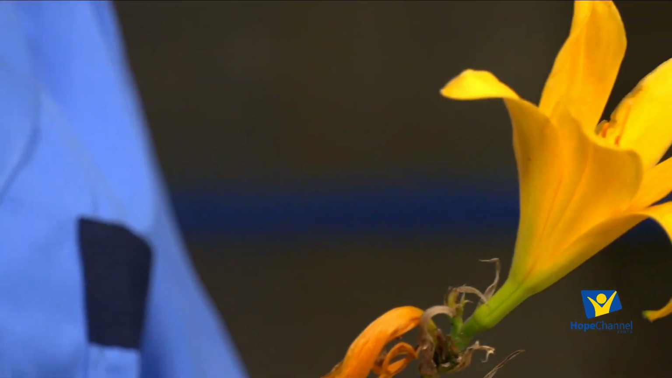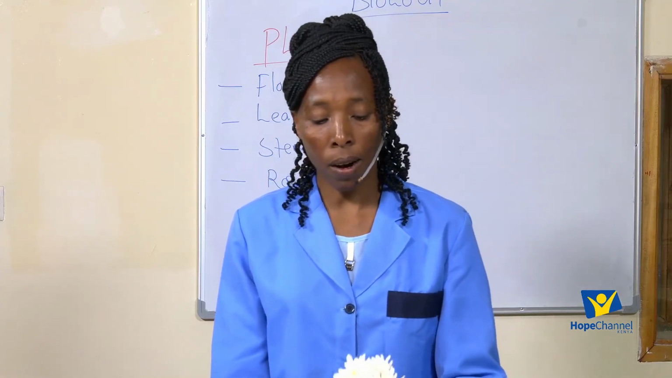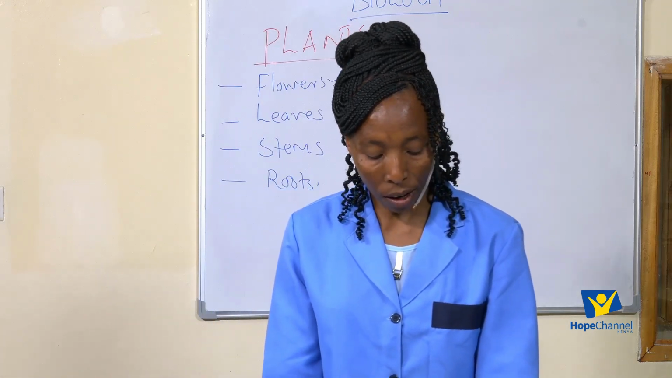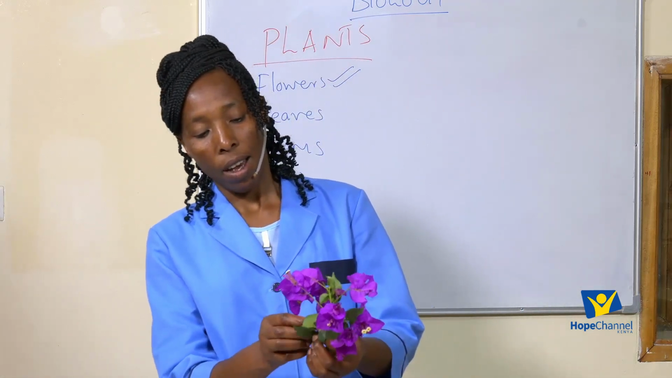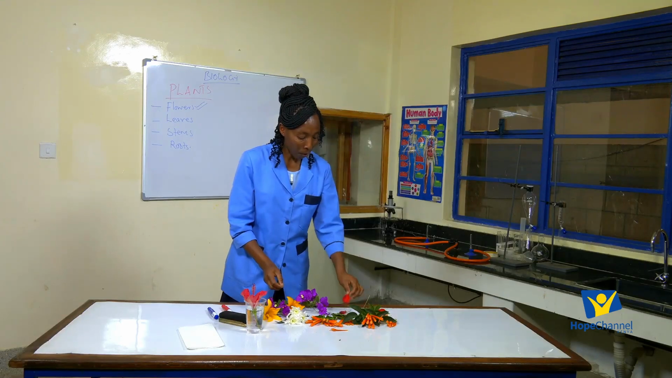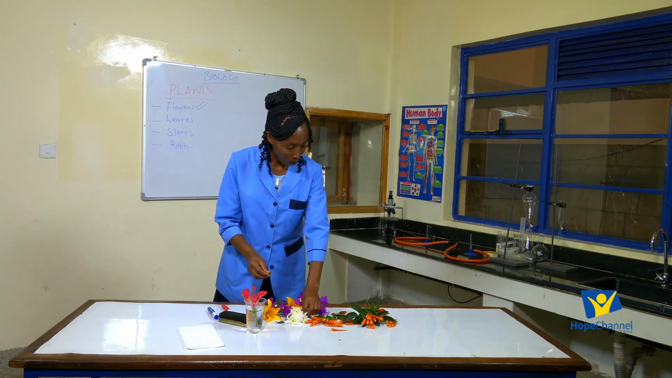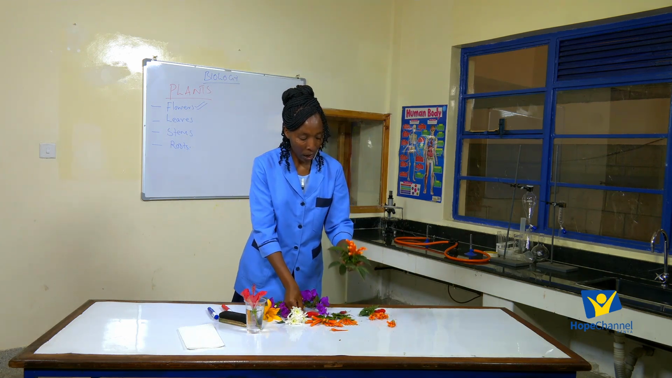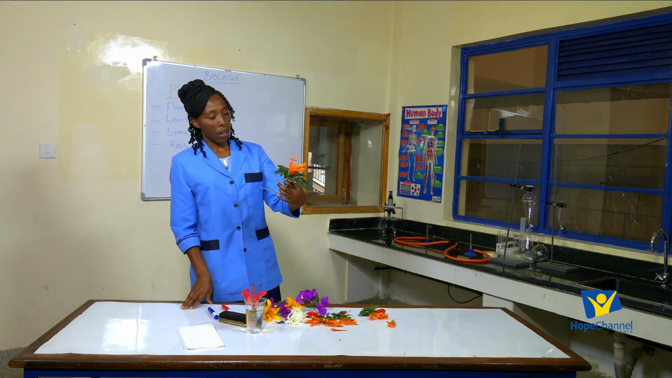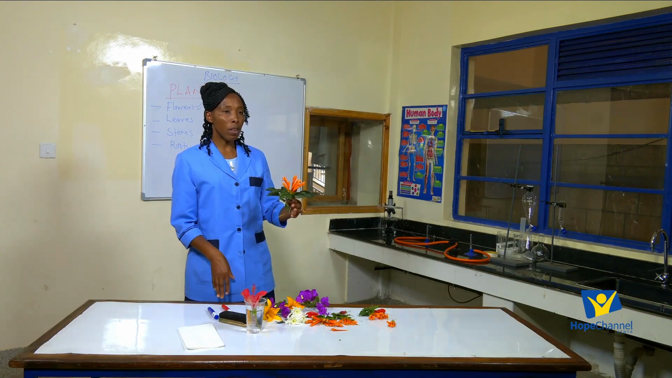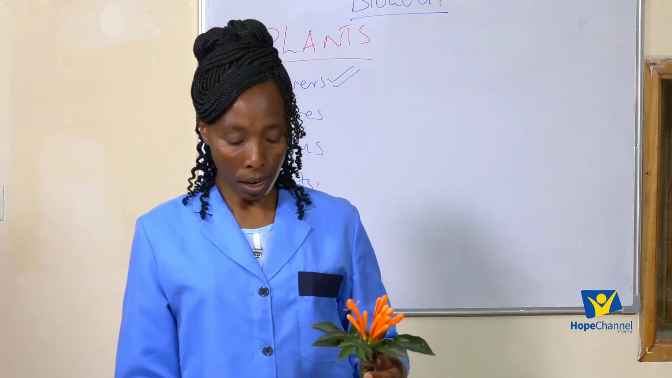So we have this flower that is yellow in color. We have some flowers that are white in color. We have some flowers, like this plant, that has flowers that are, is that purple? Student, which color is that? Okay, I know you know the color. We have another flower that has this color. Which color is that? That is red. We have also another flower that has this color. So you realize that flowers are of different colors, and we are going to understand why flowers are of different colors.